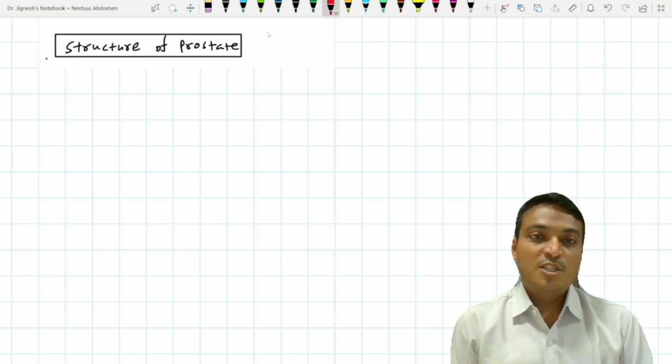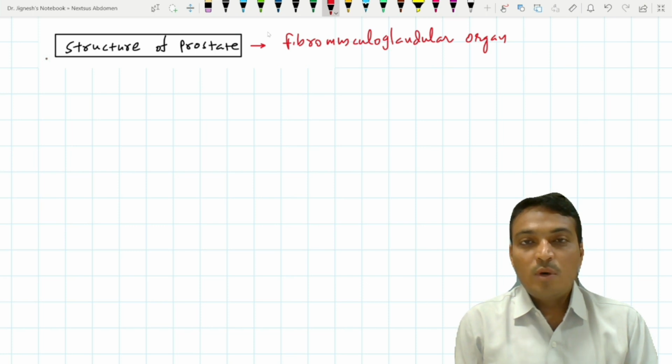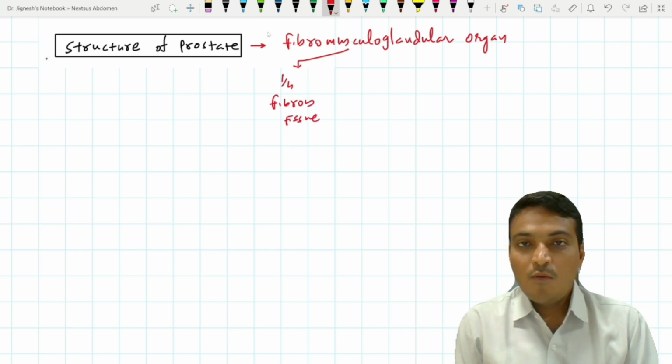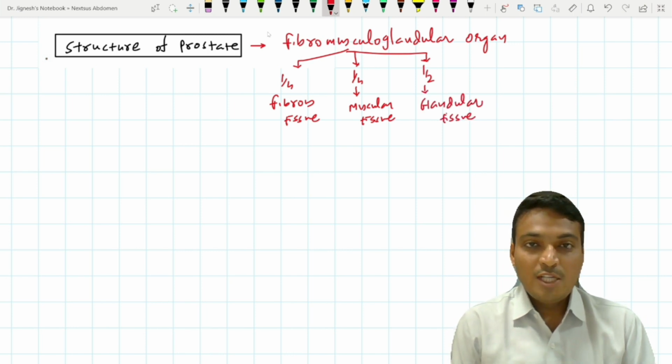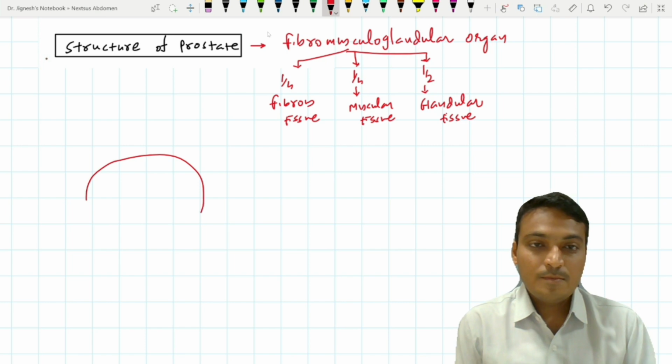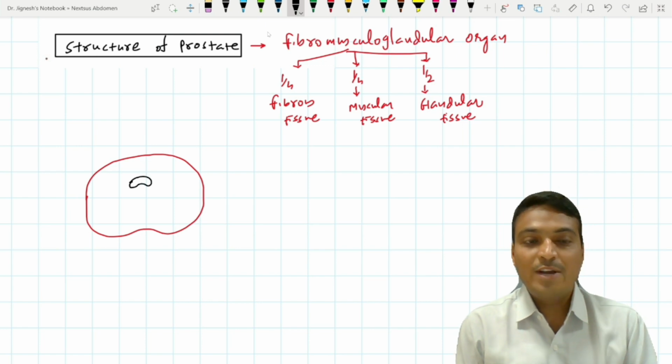As we have already discussed, this prostate is a fibromusculoglandular organ. One quarter of this prostate gland is formed by fibrous tissue, one quarter is formed by muscular tissue, and the remaining half of this prostate is formed by glandular tissue. So when we draw the transverse section of the prostate, we can see that the prostate is just like this, and within it we find the prostatic urethra, which has a crescent-shaped opening with the convexity on the anterior side.